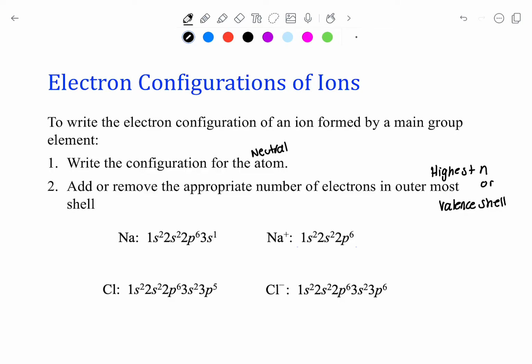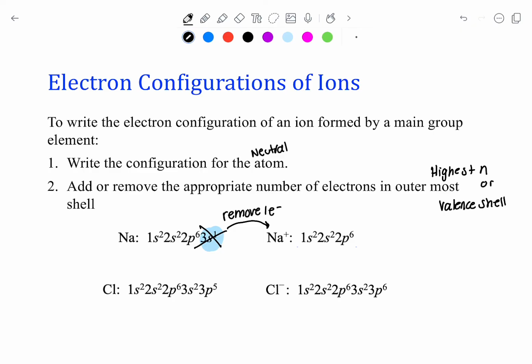Okay, so let's look at sodium. Sodium is in group 1, and it prefers to create an ion with a 1+ charge because it has 1 valence electron. So our valence electron in sodium is the 3s1. If we're creating a sodium 1+, that means I'm removing an electron. That 1 electron that's going to be removed is coming from the valence shell, or the highest n value. So it would be the 3s1.